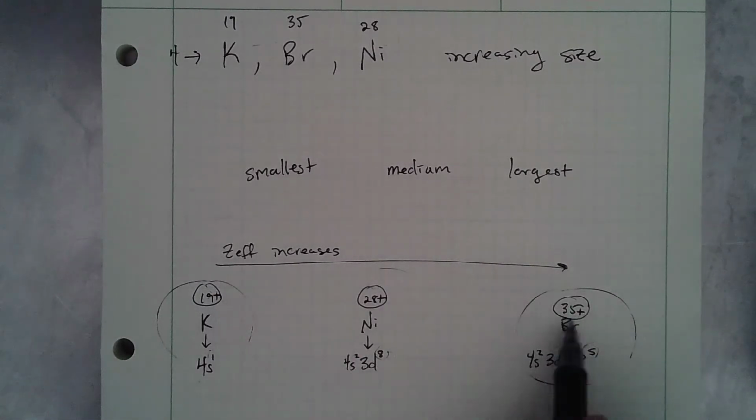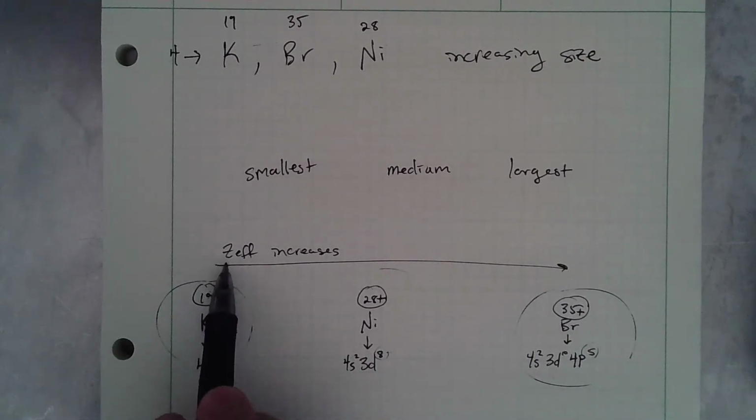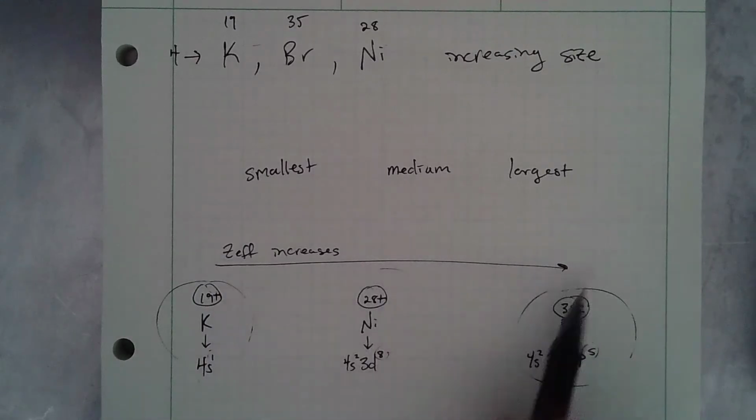And that's due to that larger amount of protons, that higher magnitude of positive charge, while the valence level is not increasing. The valence level stays constant here. The outermost electrons are in the fourth energy level. What that means is, because the effective nuclear charge is increasing from left to right, the size of the atoms actually decreases as you go from left to right.